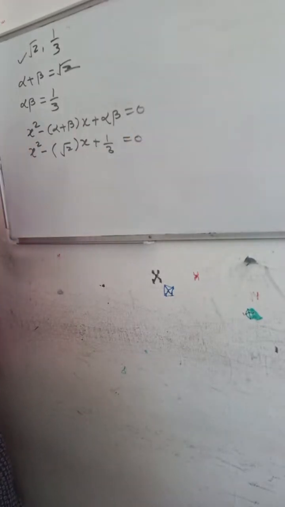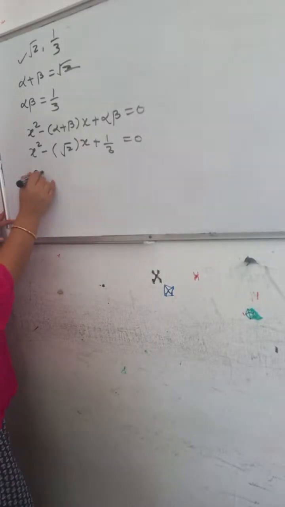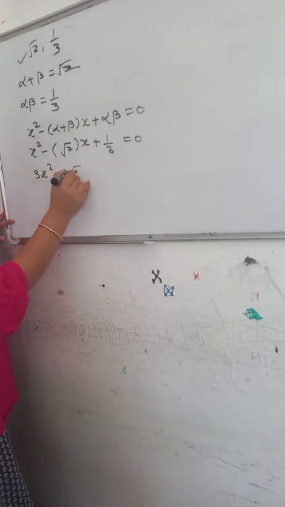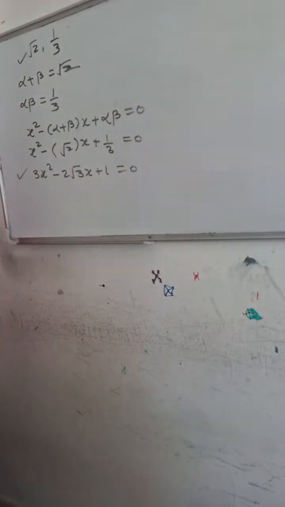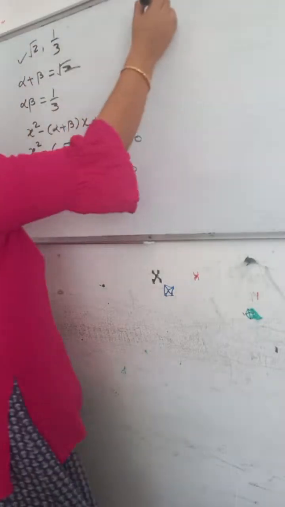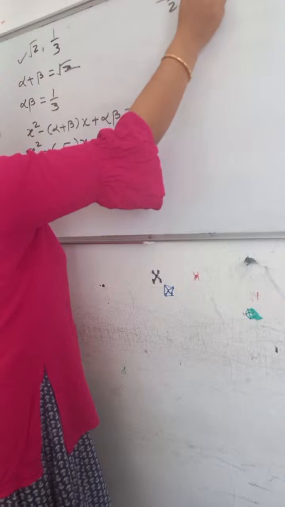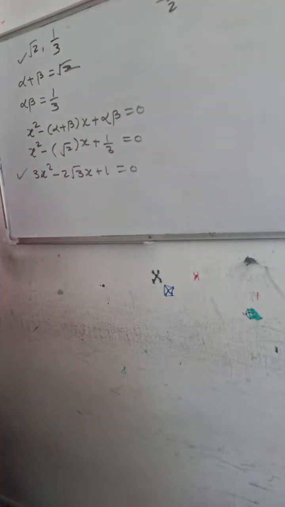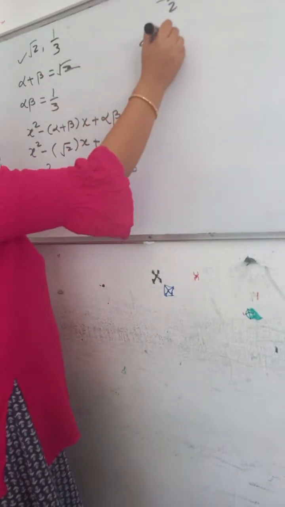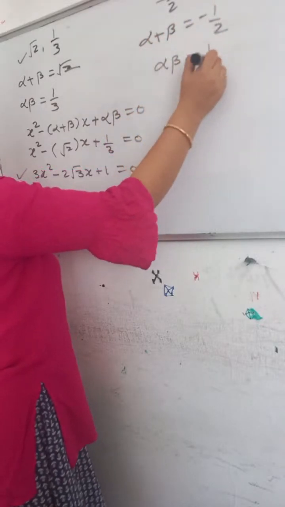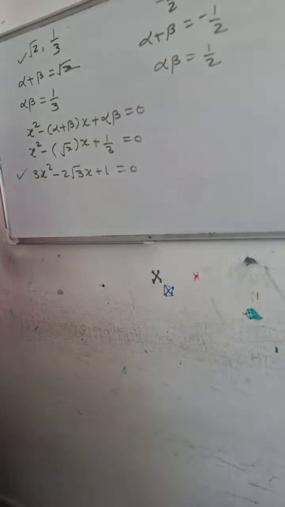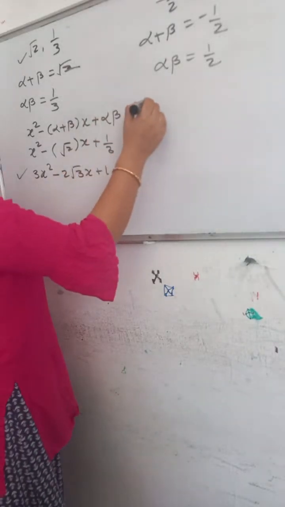So you can keep the equation as it is, or you can take LCM and simplify. So 3x square minus 2 root 3x plus 1 is equal to 0. So this is the quadratic equation which we formed. And another they gave here, the second bit, minus 1 by 2 and plus 1 by 2. That is again alpha plus beta is minus 1 by 2 and alpha into beta is half. Are you getting this? Now again we have to find out the quadratic polynomial.